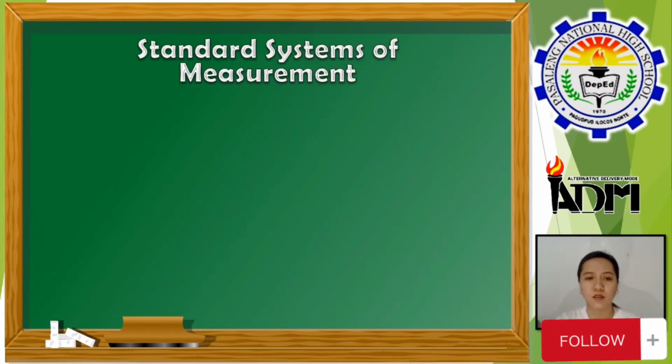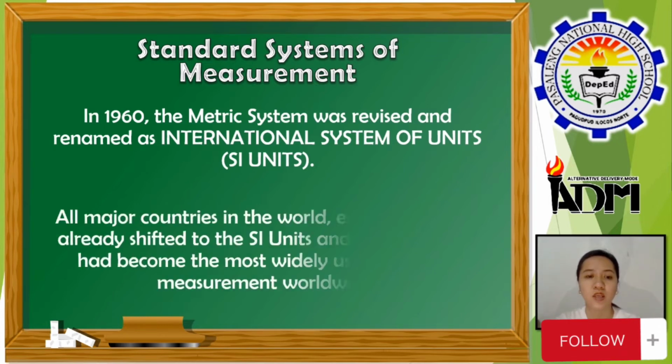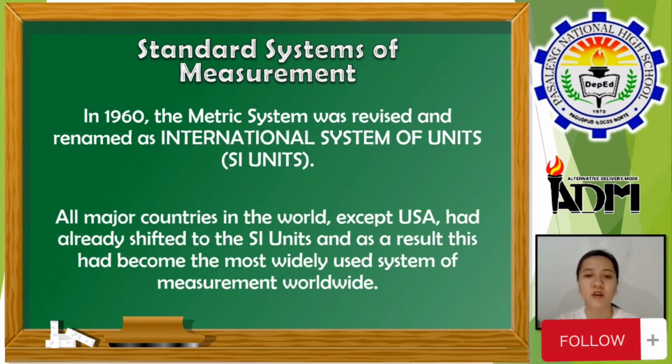In 1960, the metric system was revised and renamed as International System of Units, or the SI units in short. All major countries in the world except USA had already shifted to the International System of Units, and as a result, this had become the most widely used system of measurement worldwide. So yung ginagamit natin dito sa Pilipinas ay yung SI unit, or the International System of Units. Yan yung halos ginagamit ng lahat ng mga countries or nations sa buong mundo, except ng USA, which is gumagamit sila ng English system.